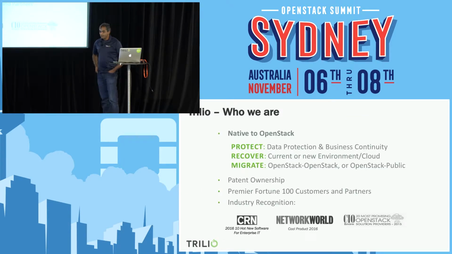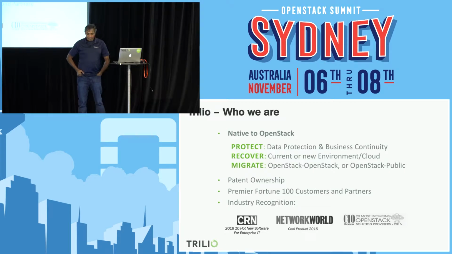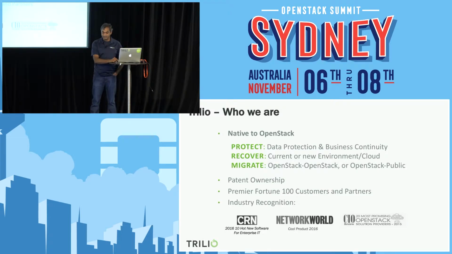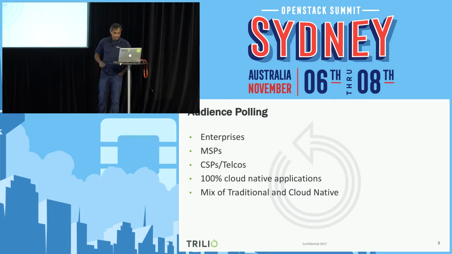So who are we? We are TrilioData. We specialize in backup and recovery of OpenStack clouds. We are proud to say we work with Fortune 100 customers and partners, and we have various recognitions within the industry: CRN Magazine, Network World and CIO. So let's quickly poll here.